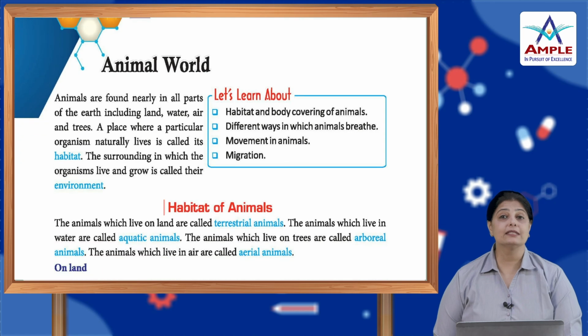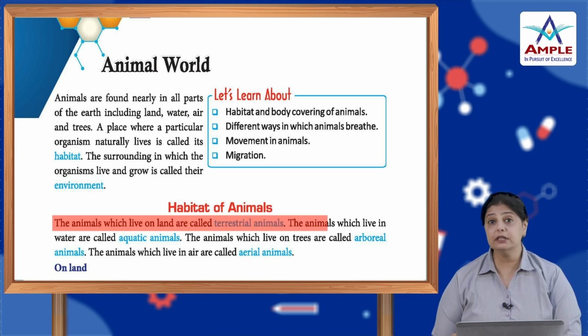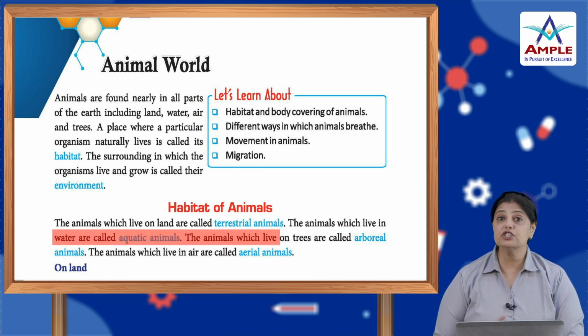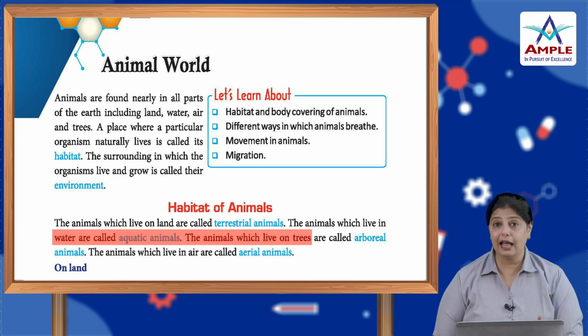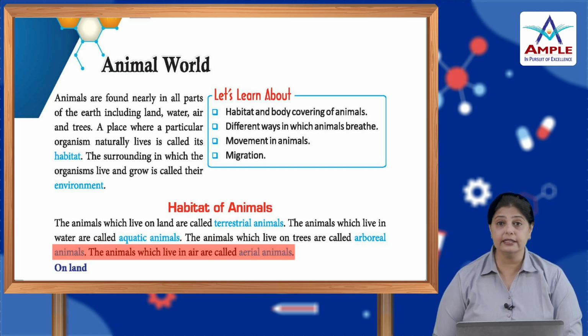Now, what is the habitat of animals? The animals which live on land are called terrestrial animals. The animals which live in water are called aquatic animals. The animals that live on trees, like the monkeys and all, are called arboreal animals. And the animals that live in air are called aerial animals, like the birds.